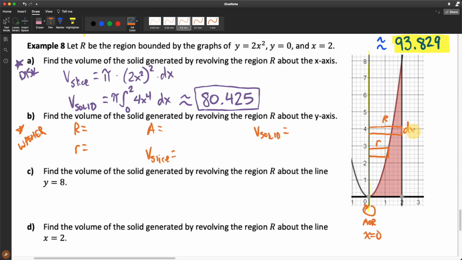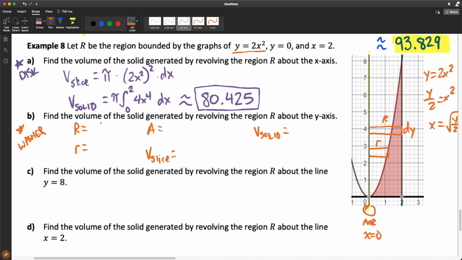We've got dy slices, so we're going to need to find this equation in terms of x. If I come over here, y equals 2x squared. To get that x by itself, I'm going to divide both sides by 2 and then square root both sides. We're in the first quadrant, so we're dealing with a positive square root of y over 2. I'm going to leave it just like that. I don't need to rationalize that since we're going to be using our calculator to get a rounded answer at the end.